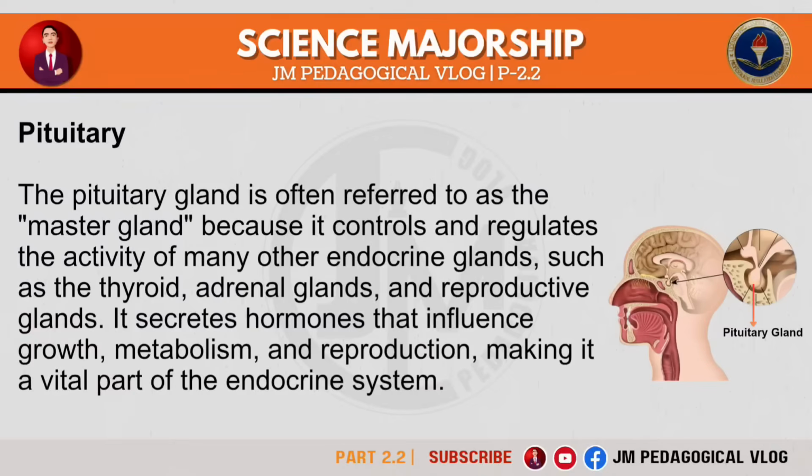The pituitary gland is often referred to as the master gland because it controls and regulates the activity of many other endocrine glands, such as the thyroid, adrenal glands, and reproductive glands. It secretes hormones that influence growth, metabolism, and reproduction, making it a vital part of the endocrine system.